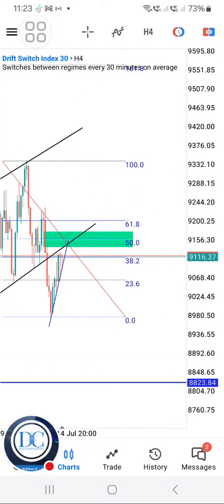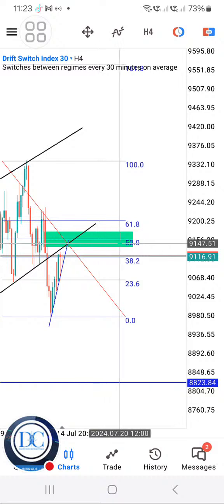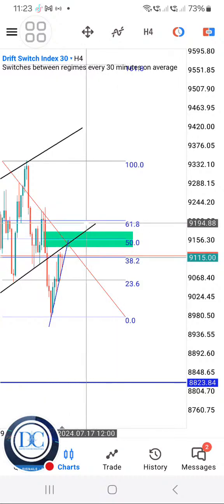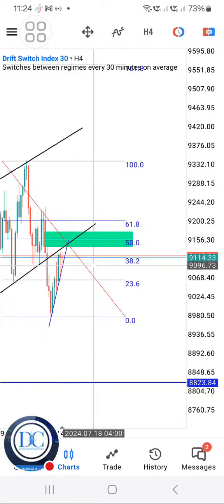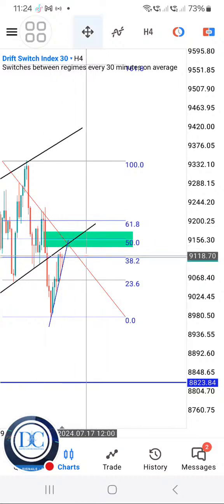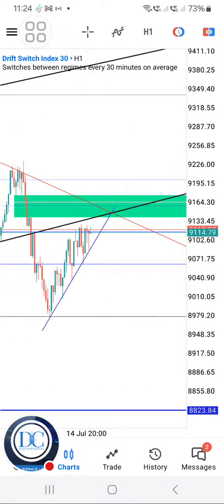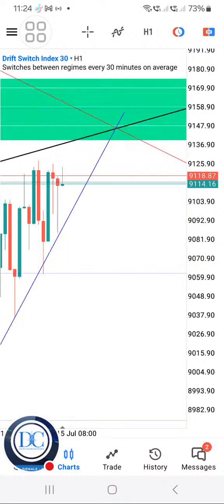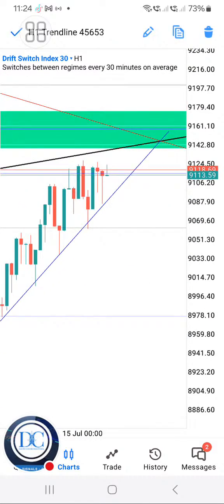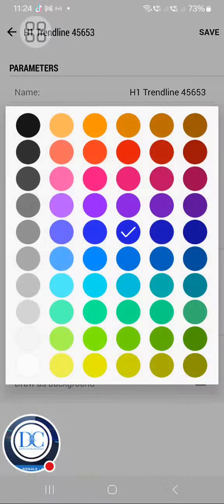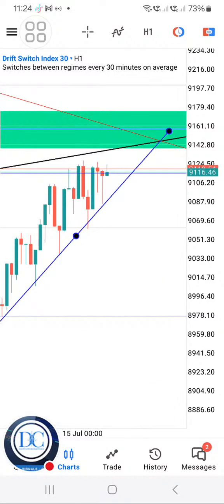So I also want to see how price will react when it gets to this 50.0 and the 61.8 Fibonacci retracement level, because we are also expecting a reversal from that level. But I want to see, so I'm going to drop down to the H1. My entry technique is still the same. I want price to make a breakout from this trend line that I've drawn here for me to get more confirmation.